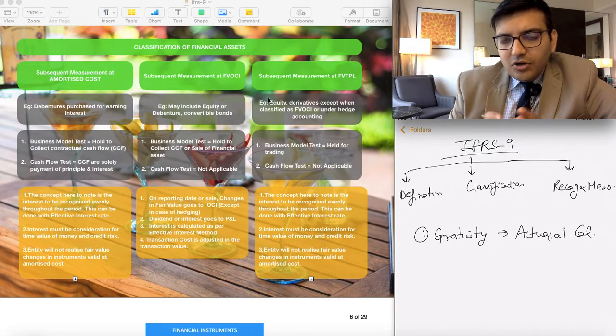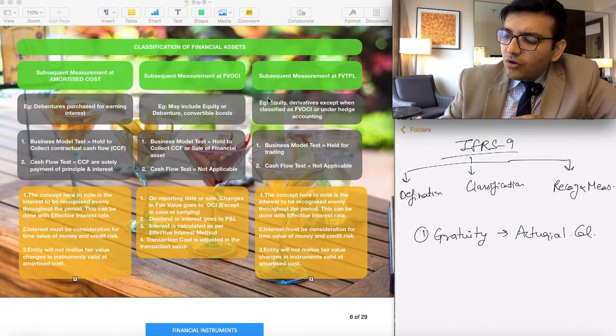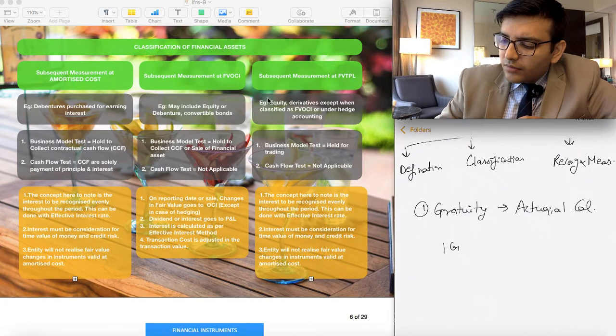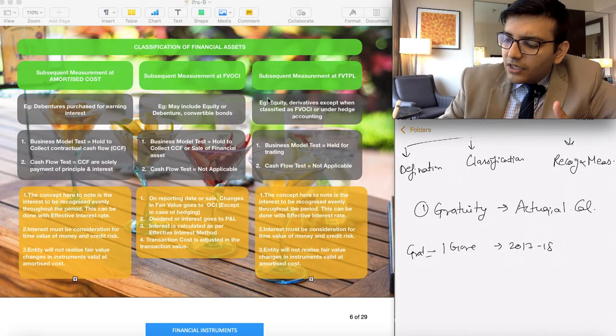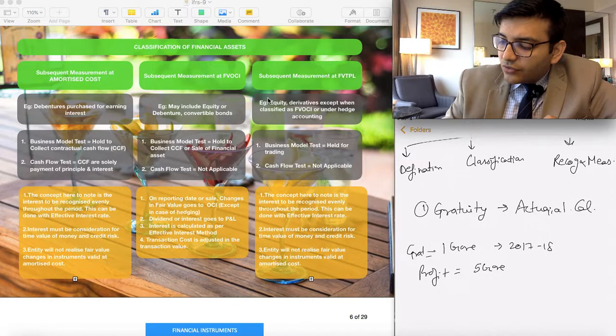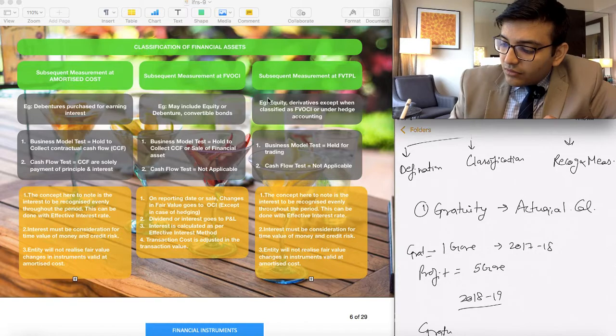Now we'll talk about gratuity. So suppose in a company there was a gratuity provision of, let's say, 1 crore, and this was in 2017-18, right? And the profit of that company was, let's say, 5 crore. Now in the next year 2018-19, this gratuity provision increased to 2 crore, double.